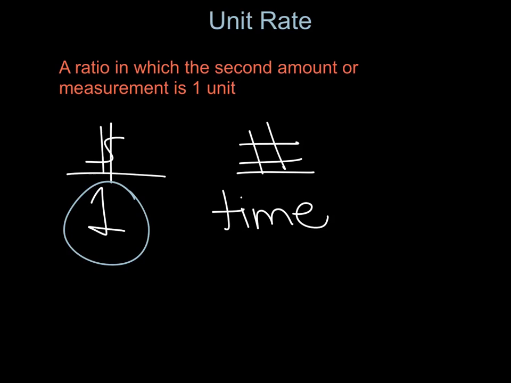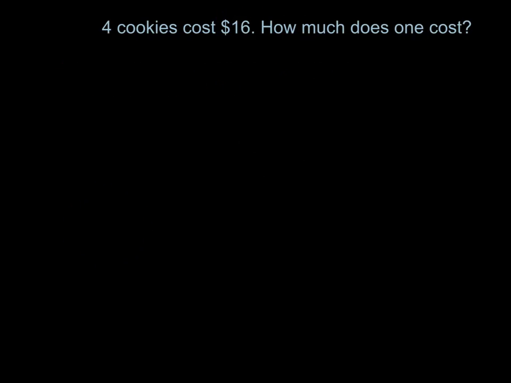So we'll start with an example. Our first example is 4 cookies cost $16. How much does 1 cost? So in other words, they're asking us for the unit rate. To set this up, because we have money as our $16, that number goes on the top. So we have 16 on the top, and our other number, which is 4, on the bottom.